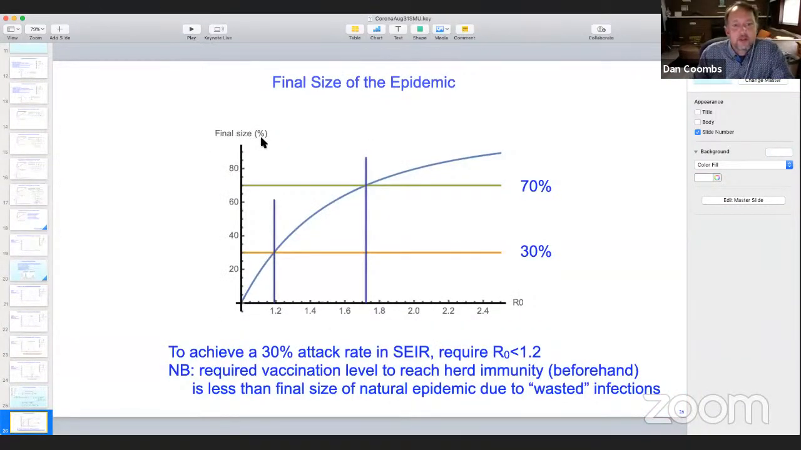So the final size of my epidemic, the fraction of people who become infected during this full, unmitigated epidemic, is this blue curve as a function of the R naught. And so you can make decisions. So if you want 70% of your population to be infected, then your R naught should be equal to about 1.7. If you want 30%, then it should be equal to about 1.2.